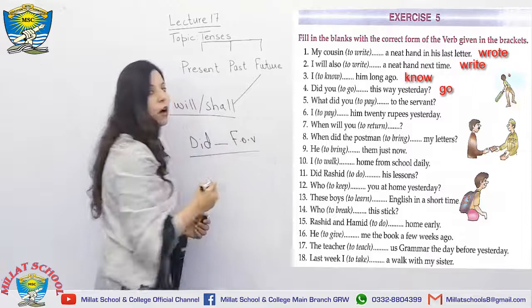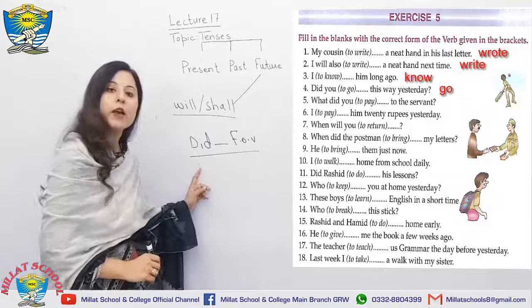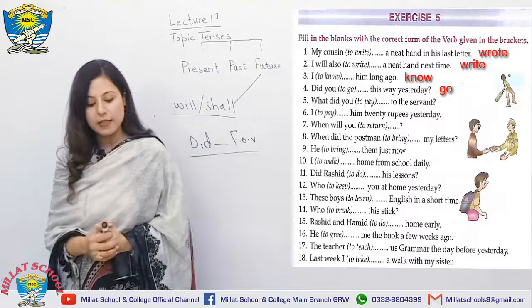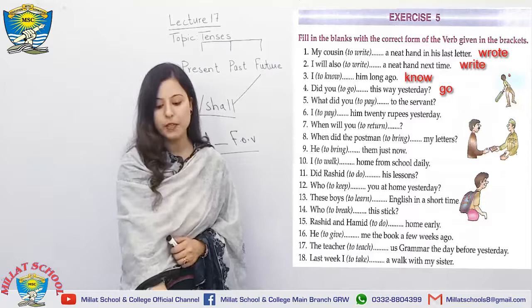Be careful: if there is already a second form of the verb, you are not supposed to use any second form of the verb in the same sentence. You have to follow the first form of the verb, which we have done in this sentence. Like, did you go this way yesterday? Hope that the next sentences will be done by you very well.